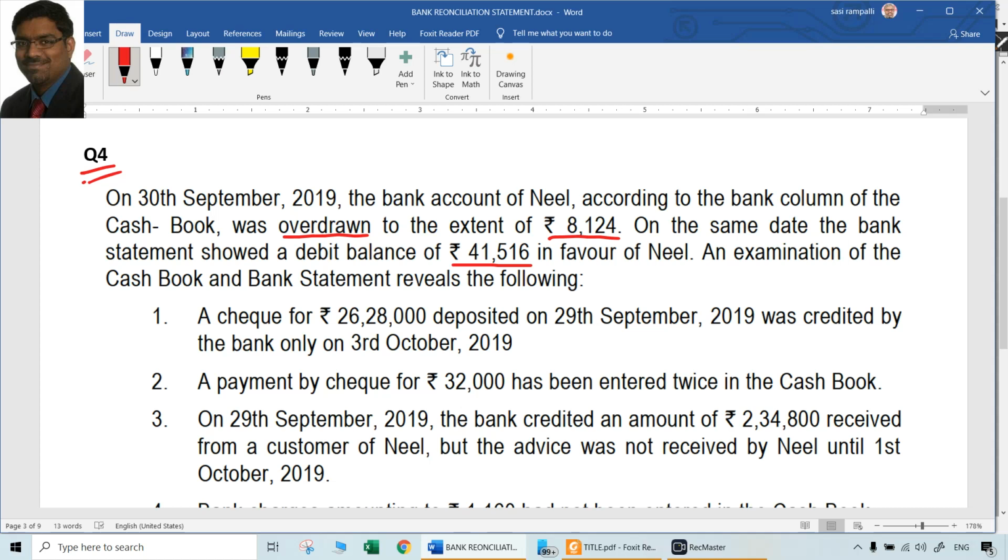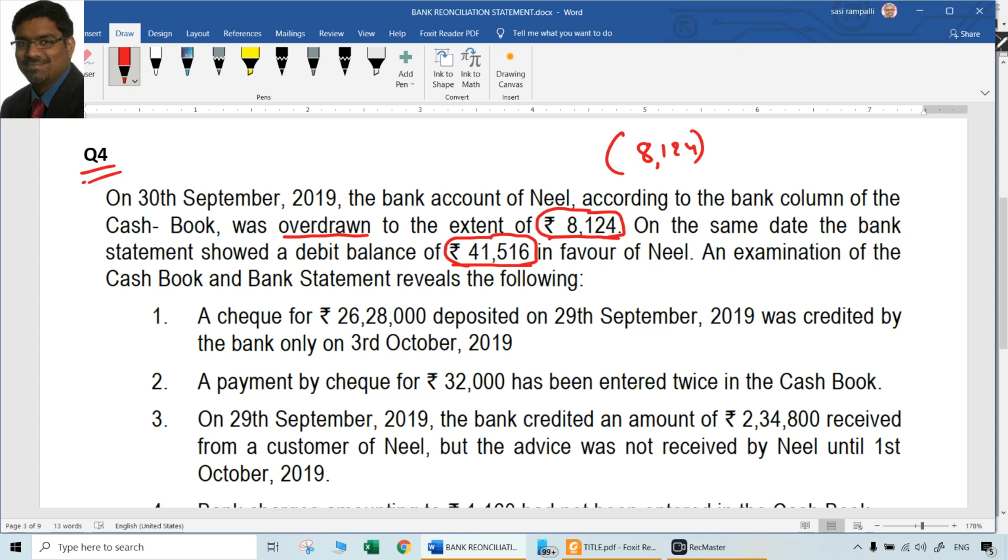Ideally, the bank statement, if it is in favor of Neil, should be a credit balance, if it is an account as such. But here it is given as debit balance. So whether it is debit balance or credit balance, what is the reality of this? We can come to know after we prepare the bank reconciliation statement. And definitely we can start with the balance as per cash book, which is a negative balance of 8,124, which is overdrawn.